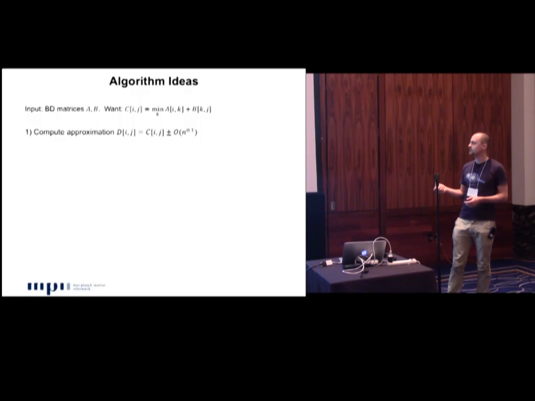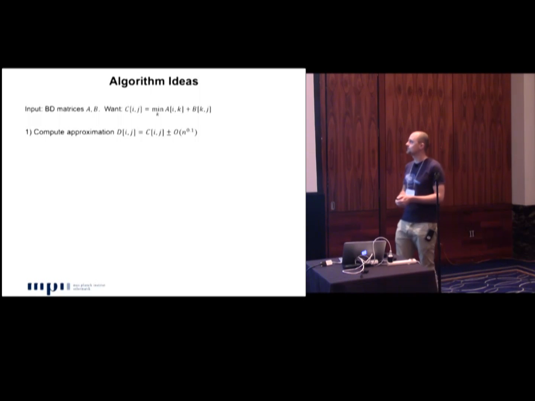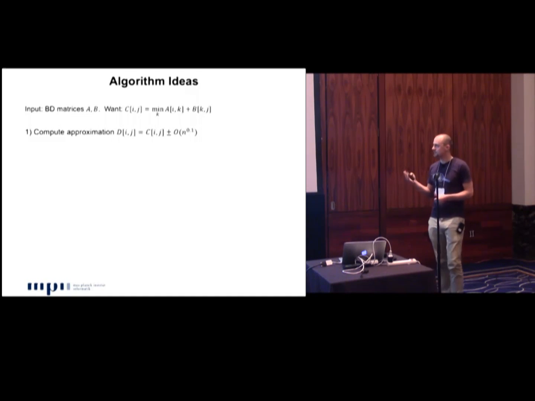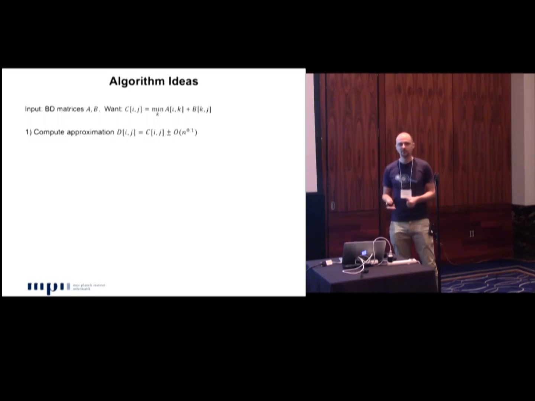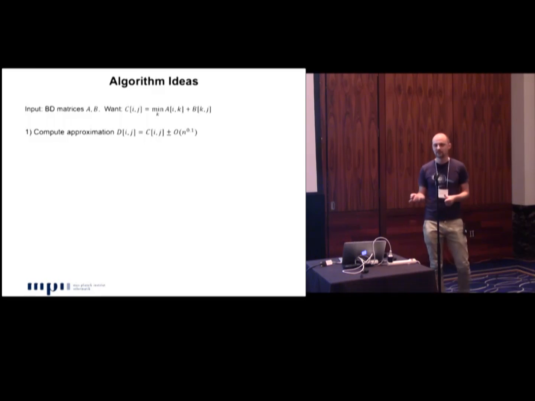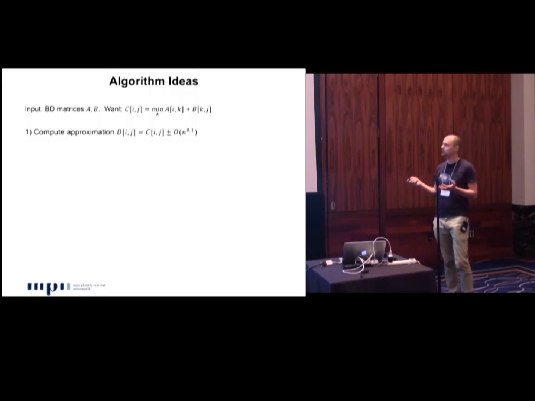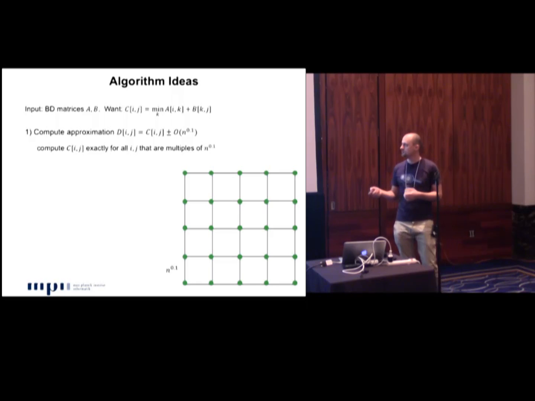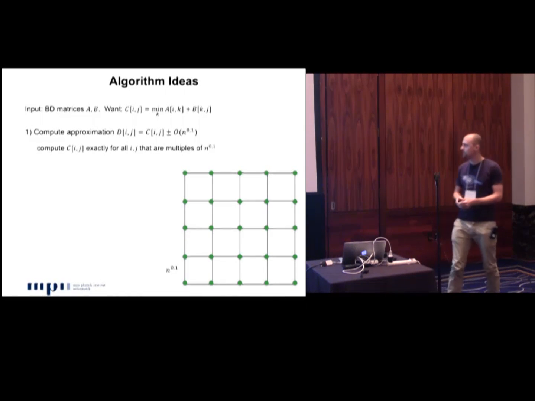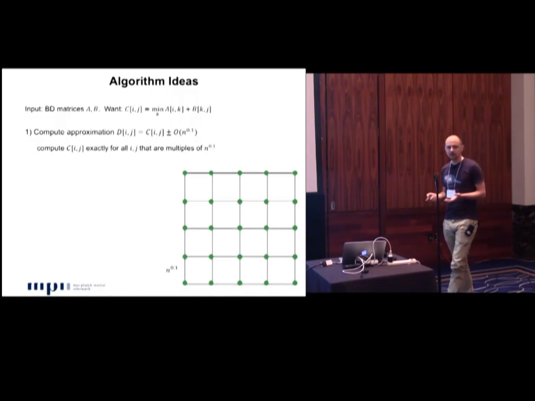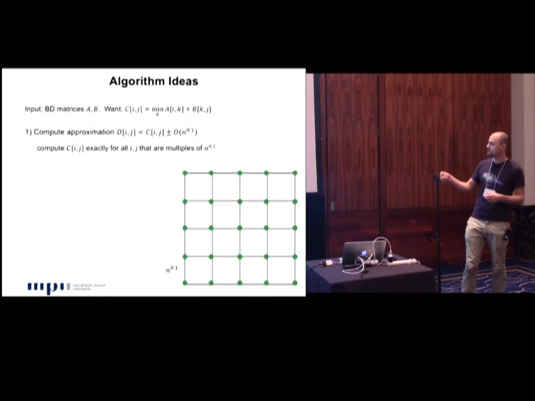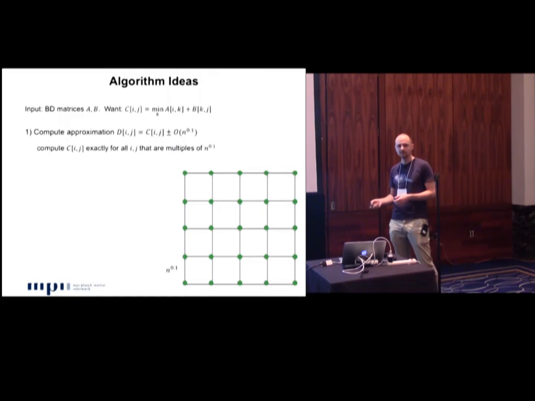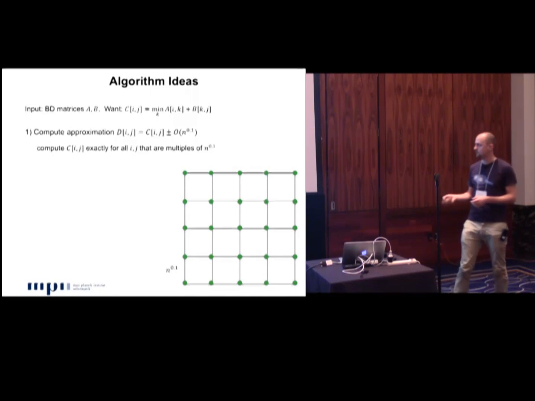Then let me give you a few ideas of the algorithm. So we are given bounded difference matrices A, B now. We want to compute their min plus product. First step is to compute an approximation of the result, an additive, say, n to the 0.1 approximation. This is actually an easy step. So you just compute the correct answer for all indices i, j that are divisible by n to the 0.1. So if this is the output matrix, you compute all the green entries exactly. There are not too many, so you can do it in truly subcubic time.